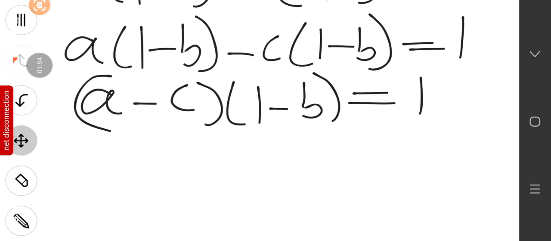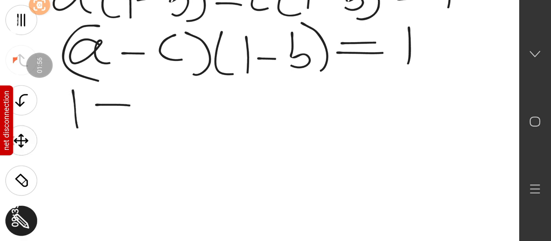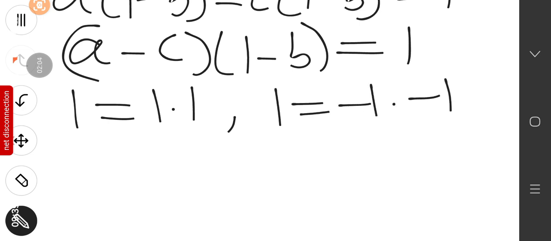Now 1 is the same as 1 times 1, and that will give us case 1. And 1 is the same as minus 1 times minus 1, which will give us case 2. So we have two cases here. Let's start with case 1.